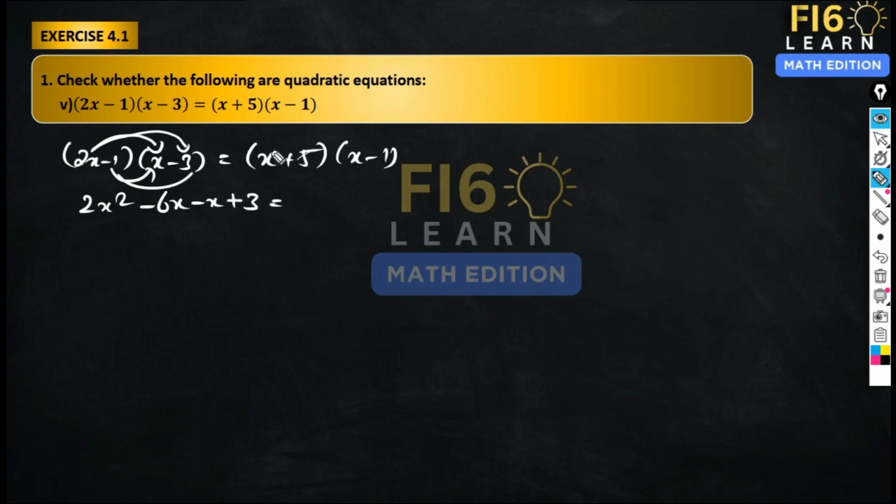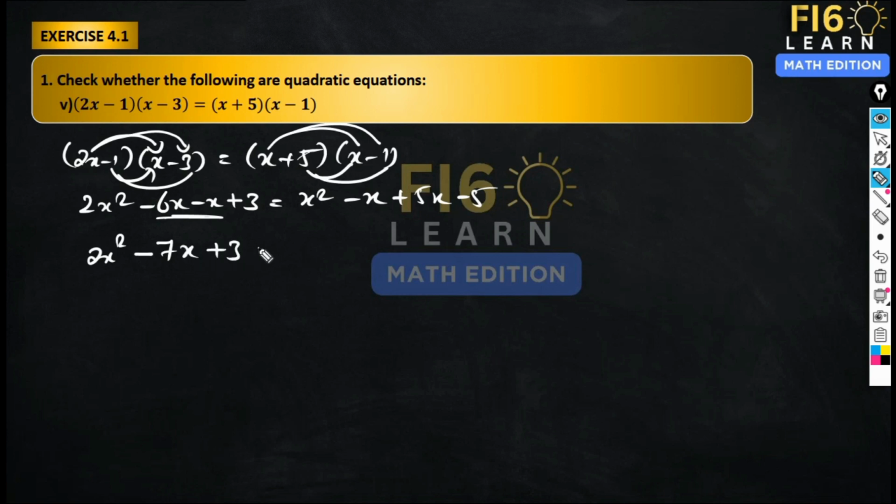On the right side you have to do the same thing. x into x is x square, again x into minus 1 is minus x, 5 into x is plus 5x, and this will be minus 5. We can simplify these two terms, so we will get 2x square minus 5x plus 3 is equal to, in this case you have minus x and plus 5x. Okay, these two will become plus 4x, and this minus 5 stays as it is.